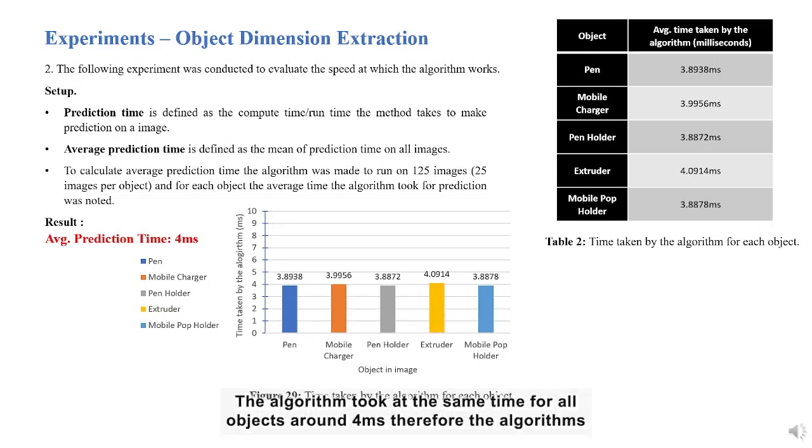The algorithm roughly took the same time for all objects, around 4 milliseconds. The algorithm can be made to run at 250 frames per second.